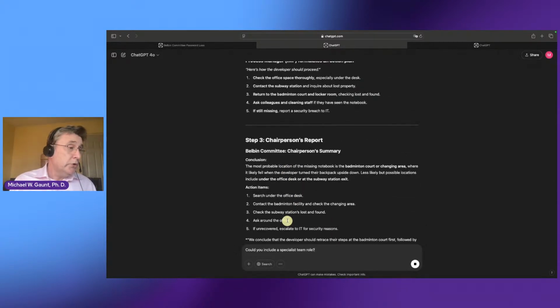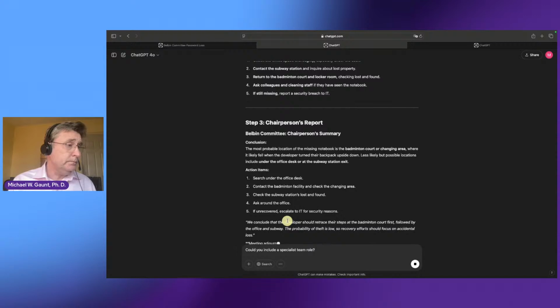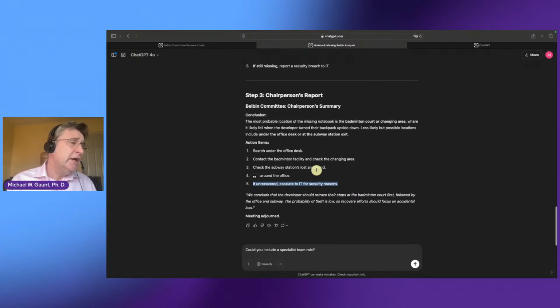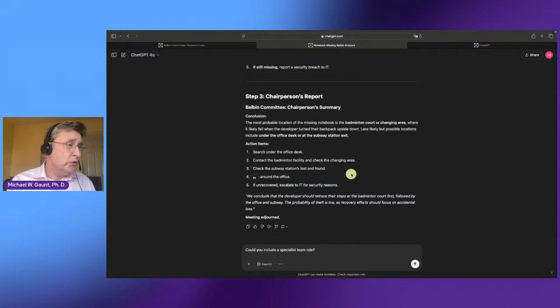And here we come out with the conclusion. In this particular example, 20% of the time it has identified that there have been security reasons. So even without a specialist, it's got to a reasonable answer. We can then go on and say, can you include the specialist in that?